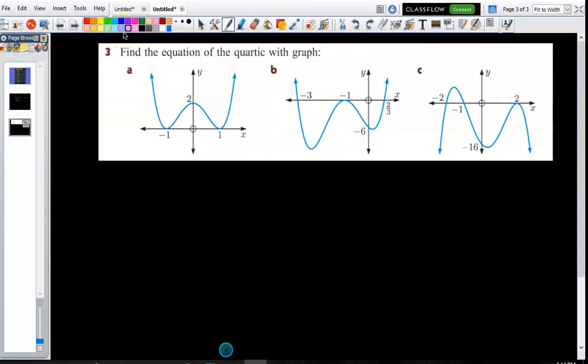So, find the equation of the quartic with this graph. It is touching at -1. So what factor does that give me? Right, so we go x plus 1.